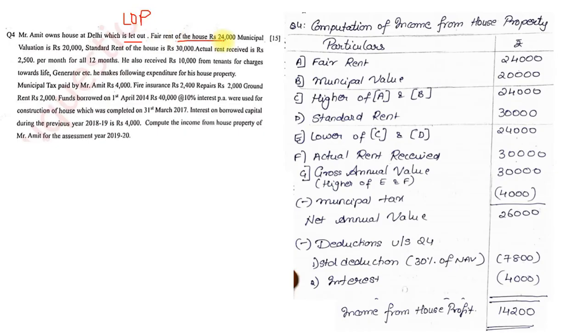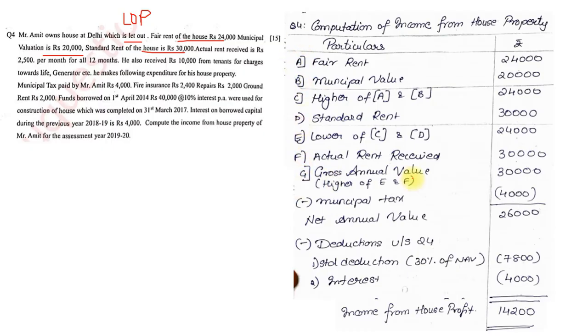The fair rent of the house is 24,000. Municipal valuation, standard rent, all the things have been given to us. So now always remember, whenever a house property sum is given, first always note down the formula. This is the fixed formula. Not even one extra thing needs to be added to this, or not even one thing has to be removed. So alphabetically A, B, C, D, E, F, G.